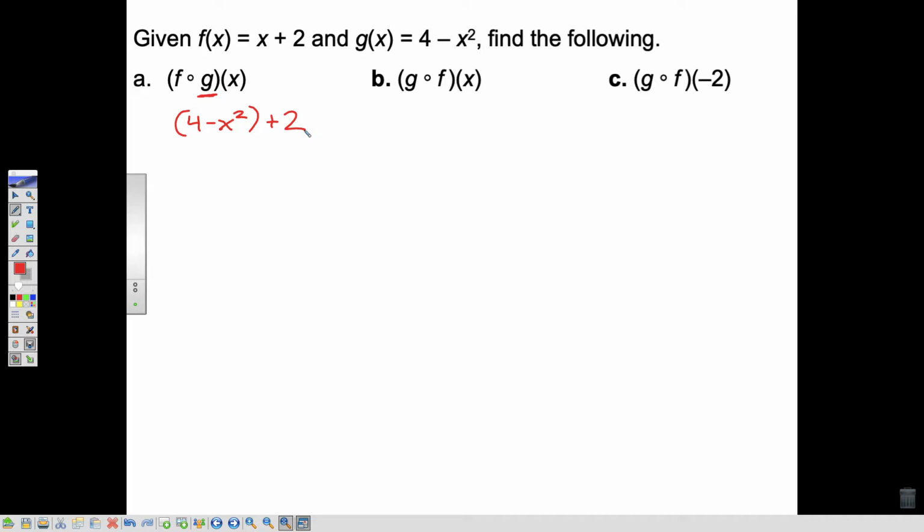Can I simplify this one further? Yes. Well, I can just combine like terms, yes? So then I have 6 minus x squared.